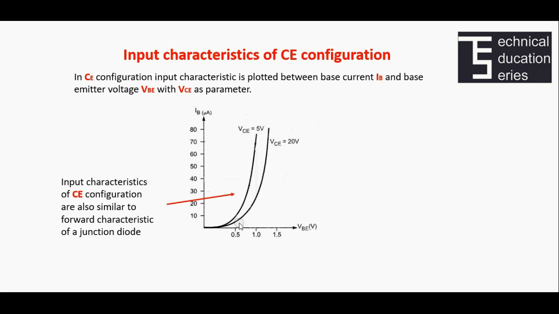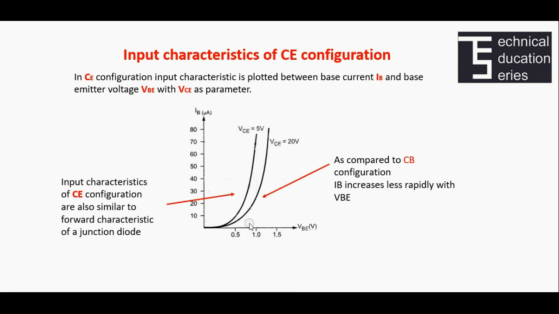The current increases after the knee voltage, and further increase in VBE increases the IB, but as compared to CB configuration, IB increases less rapidly with the VBE. That indicates that the input resistance of the CE configuration is a little bit higher than that of the CB configuration. Now let us see the effect of VCE on input characteristics curve. Here we have two plots for the VCE 5 volt and VCE 20 volt. So let us see the effect of VCE on the input characteristics.